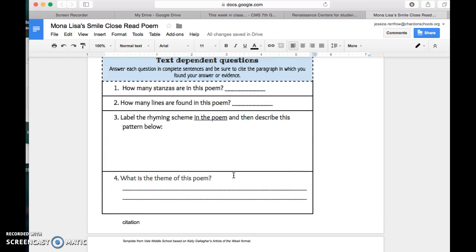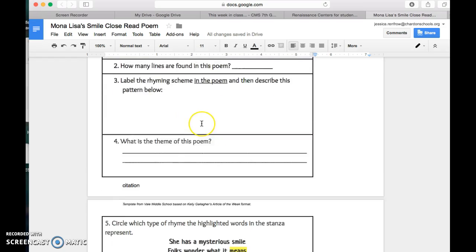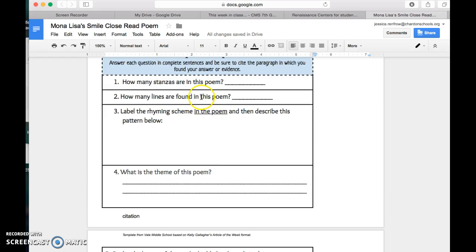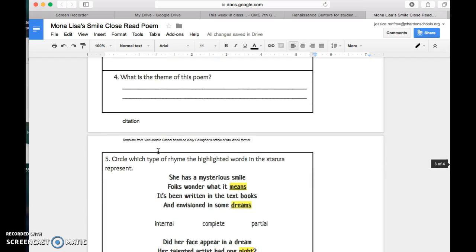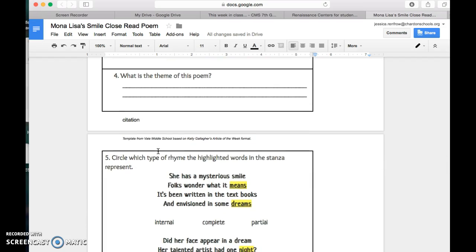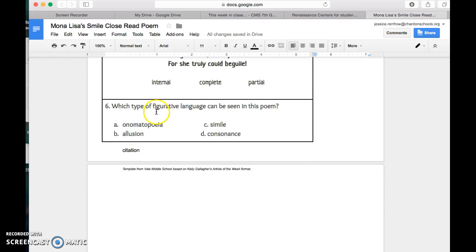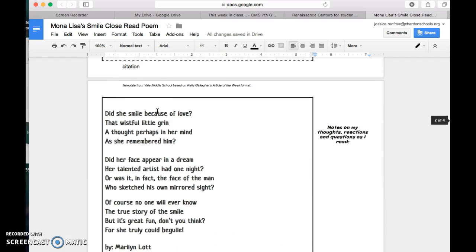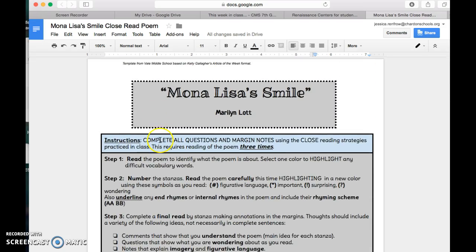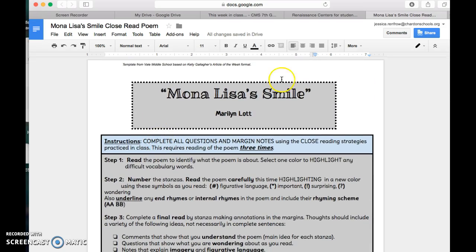Okay, once you've done that, you do have a couple text-dependent questions based on the poem itself. The first ones being about the stanza, the lines, the rhyming scheme. You would describe the pattern. What's the theme? So what is this poem about, basically? And then you just circle and tell me about those end rhymes, and then what type of figurative language can be seen in this poem. Okay? Now, as I mentioned, once you're finished with this, you should be working on your article of the week, your Seven Wonders project, or Genius Hour. Make sure you submit this once you're done with it as well.